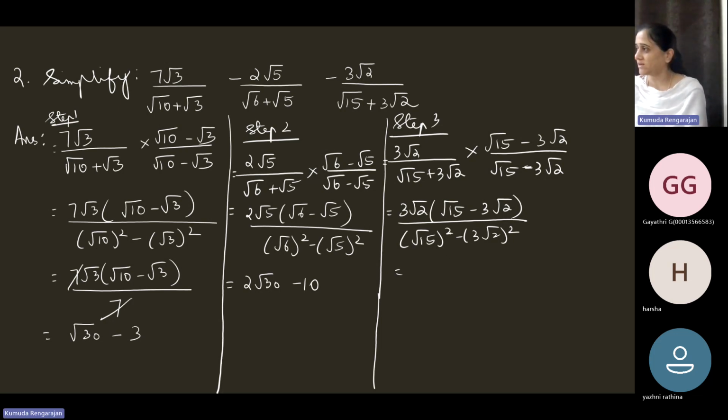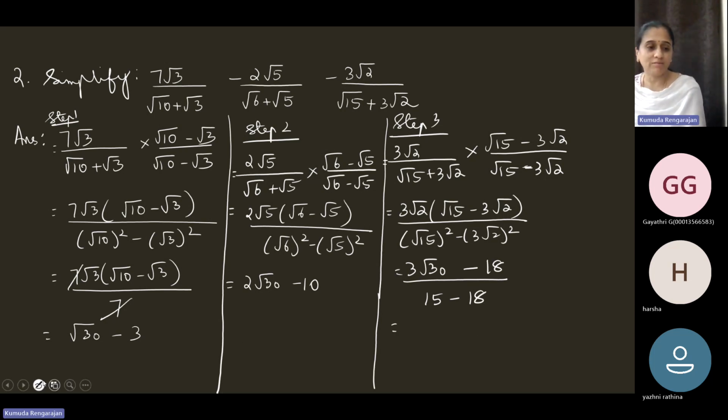See, all of you have this, right? The step. Now, what is 3 root 2 into root 15? What is root 2 into root 15? Root 30. Okay, so 3 root 30 minus 3 root 2 into 3 root 2. 3 3s are 9. Root 2 into root 2 is 2. 9 2s are 18. Over 15 minus 18. Right?